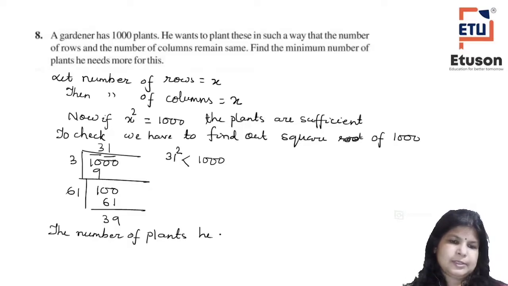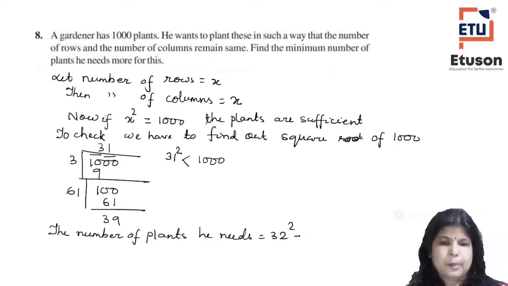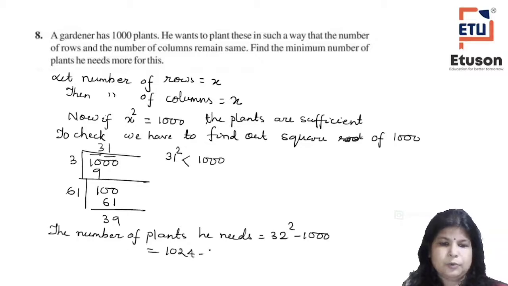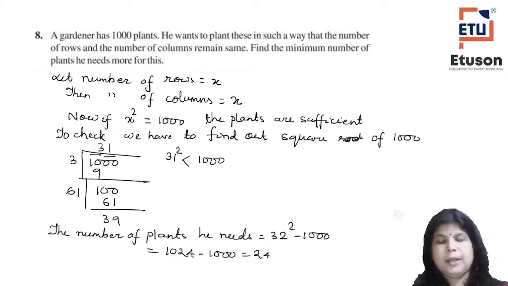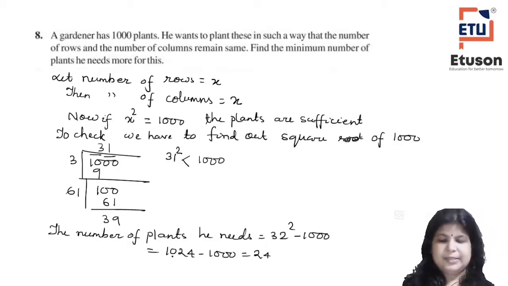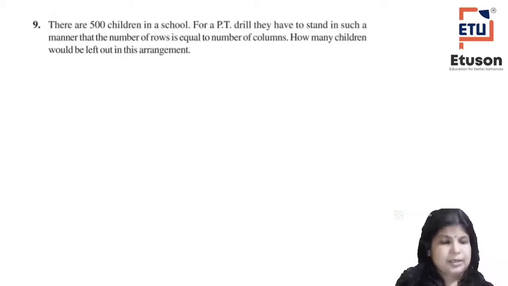he needs is equal to 32 square minus 1000, which is nothing but 1024 minus 1000, that is equal to 24. And how many plants will the gardener have in each row? Very clear. He will have 32 plants in each row and each column. Correct? So now let us go to the next question.